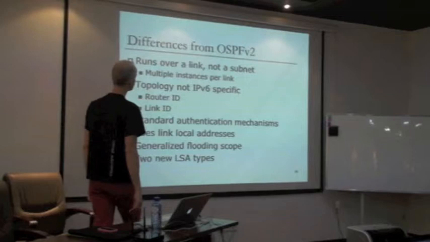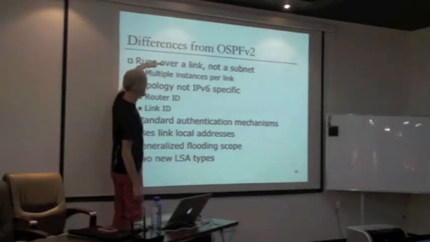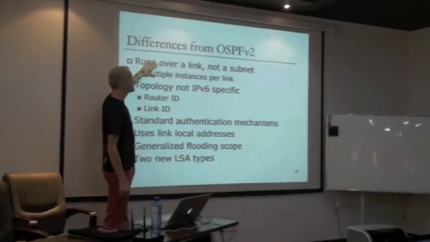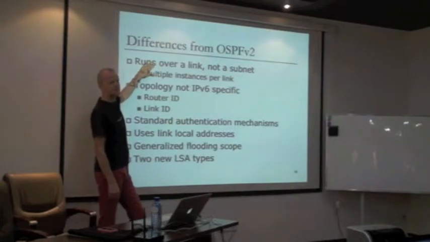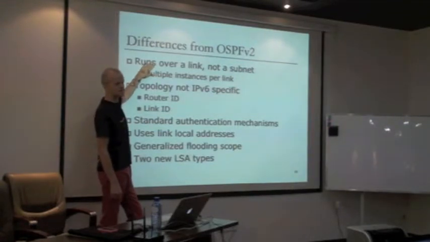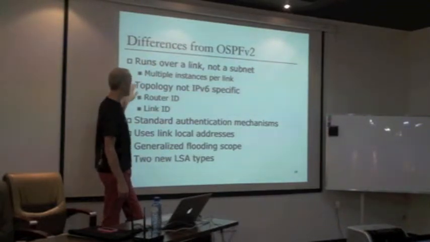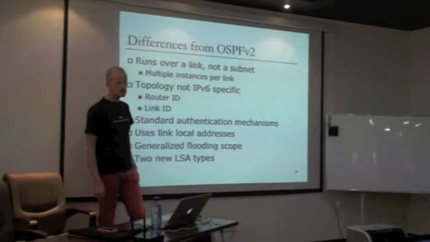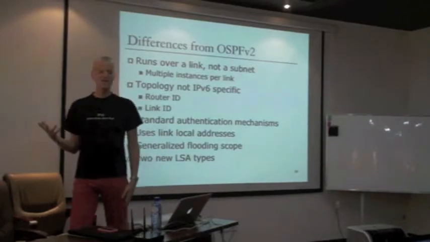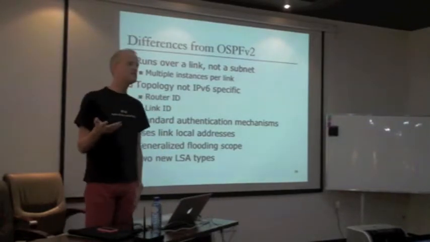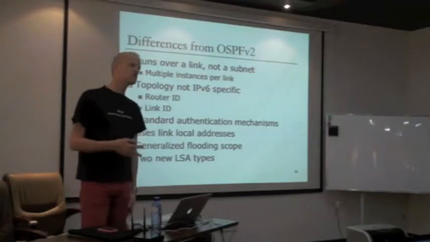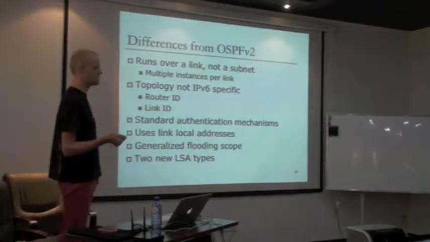Main differences: OSPFv3 runs on a link, not a subnet. But this feature is being backfitted by most vendors to OSPF as well. So you can run OSPFv2 on a link also. So that's handy. Topology is not v6 specific, fair enough. Standard authentication mechanism, so OSPFv2 has its own built-in authentication. OSPFv3 uses IPsec.